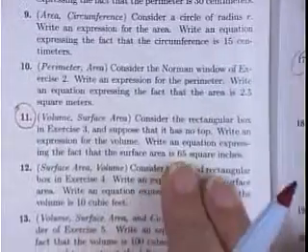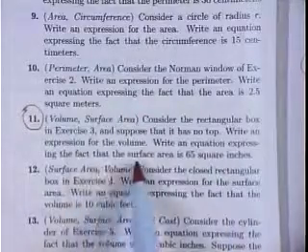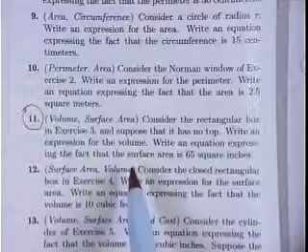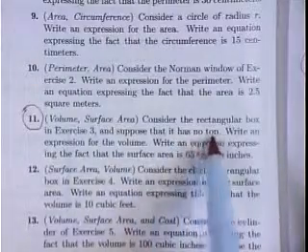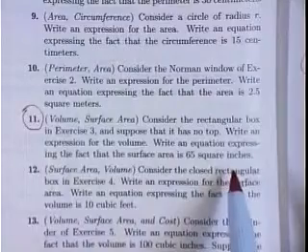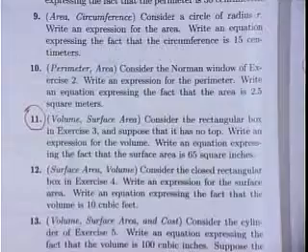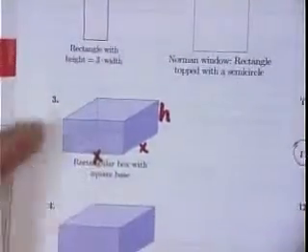For the rest of number 11, it says, write an equation expressing the fact that the surface area of this box with no top is 65 square inches. Write your equation for the surface area of this square base box with no top.